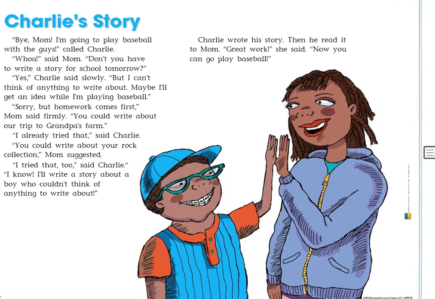Hi, third graders. Today we're looking at story elements. So we're thinking about the setting, we're thinking about the characters, and the plot.